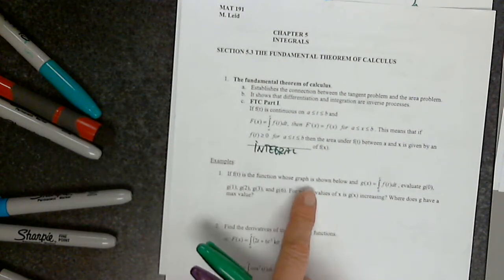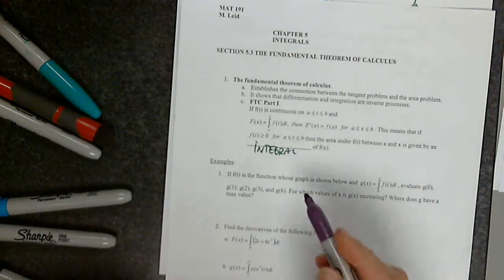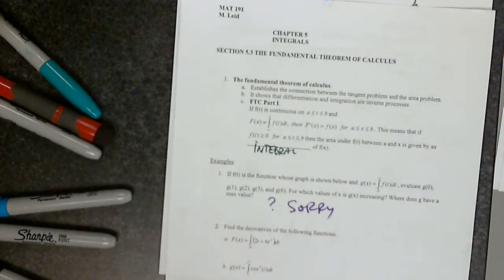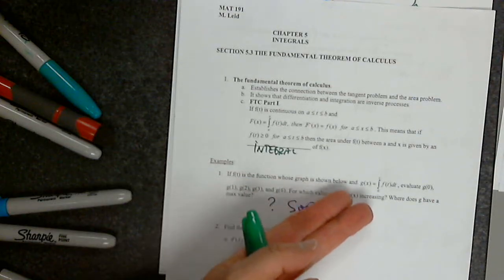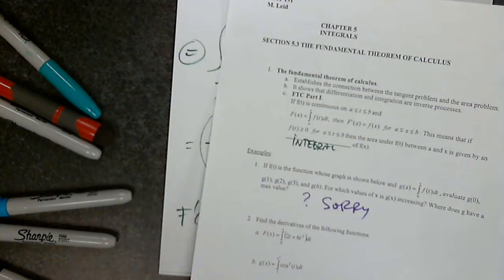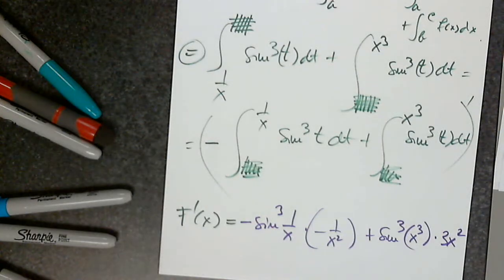Unfortunately, I did not copy the graph here. I was just looking. I have to, so sorry. I forgot to copy the graph. It says, if f of t is the function whose graph is shown below, and I forgot to put it in. So my apologies. So we can look for a problem like that from the book. But in the meantime, let's continue.